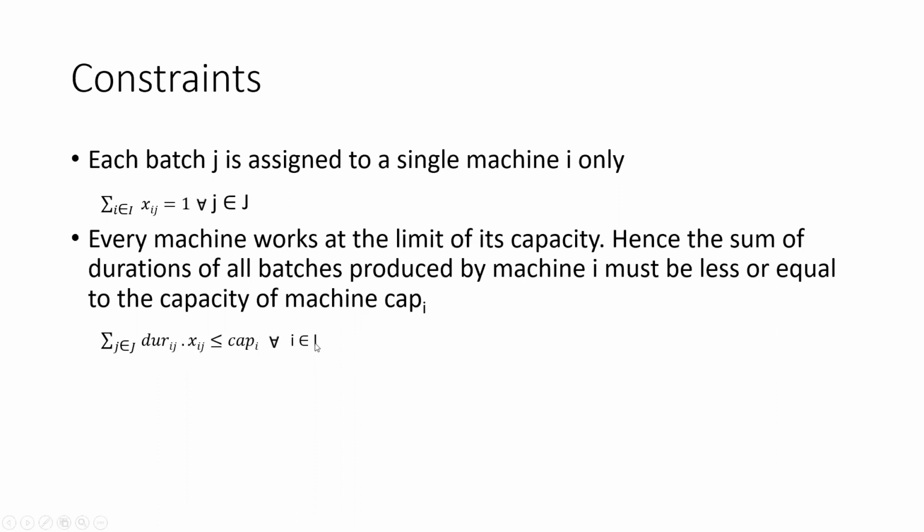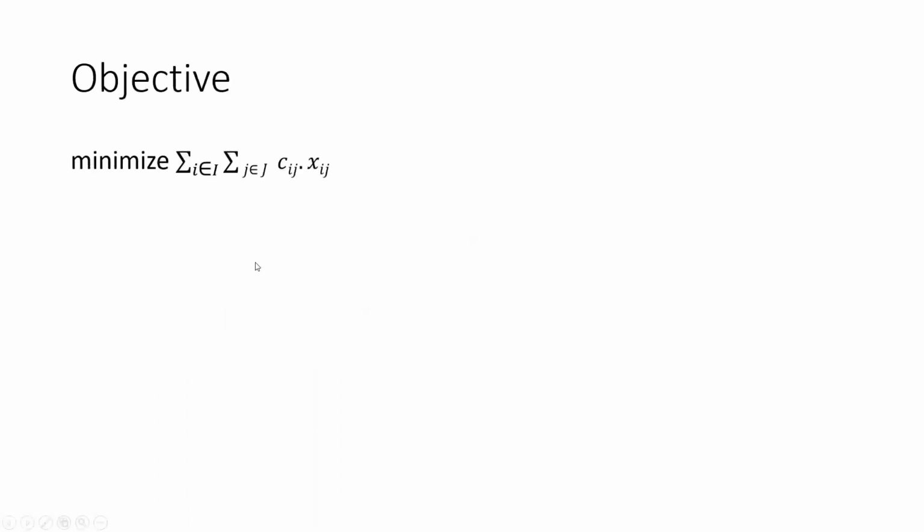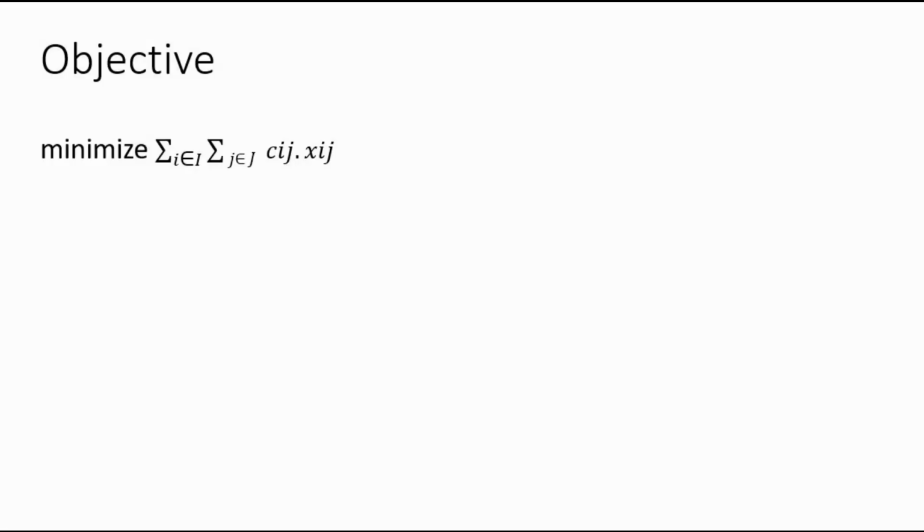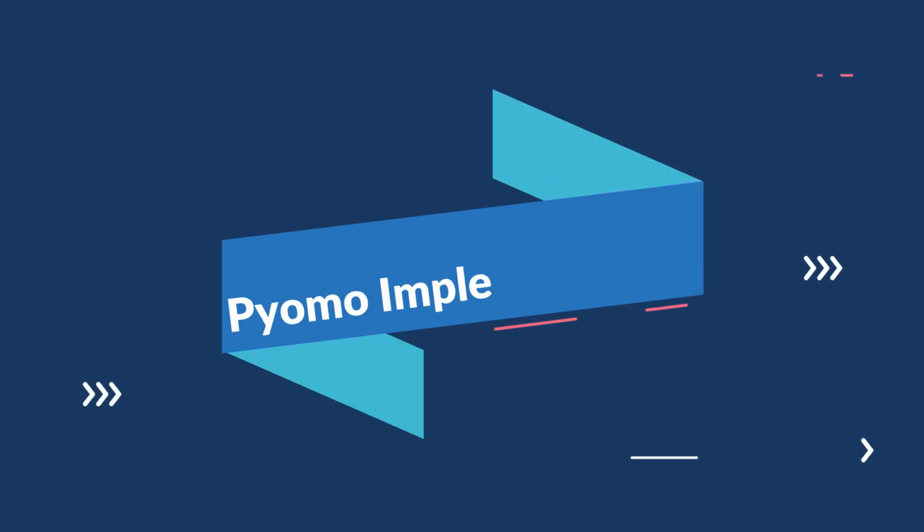Our objective function would be to minimize the cost multiplied with the assignment of the batch J in machine I. In the next video, we will see how to implement this problem in Pyomo.